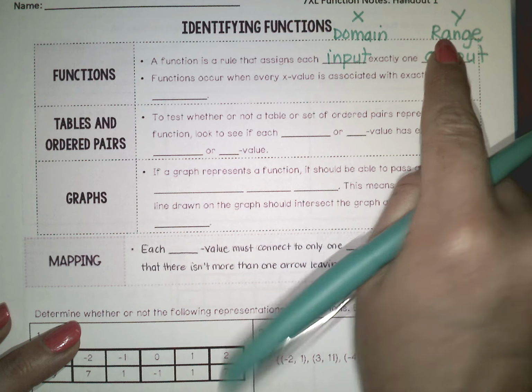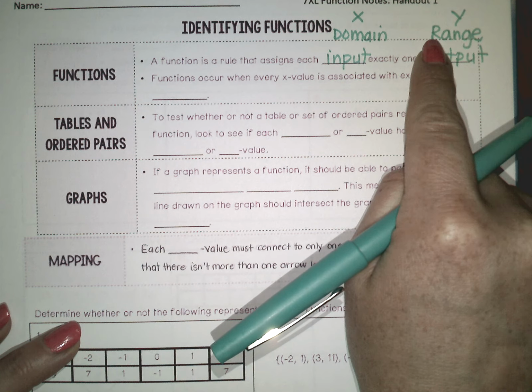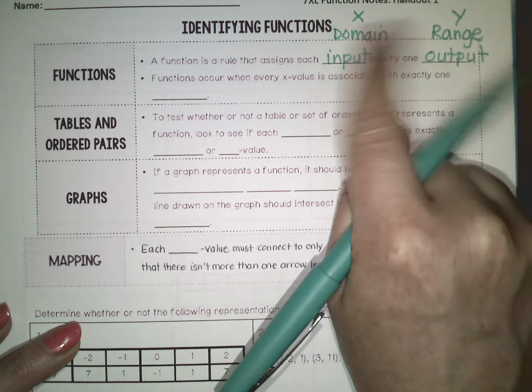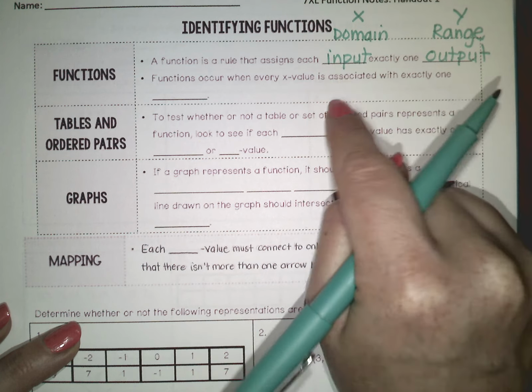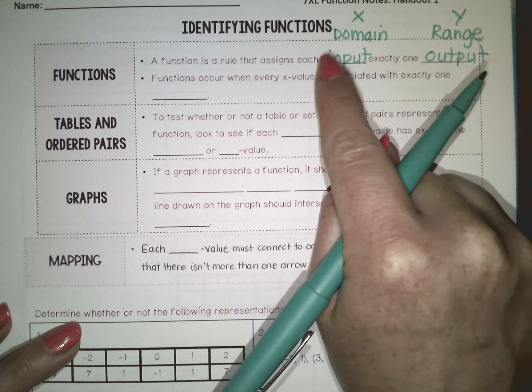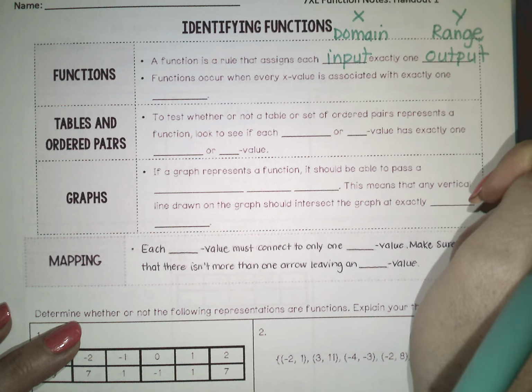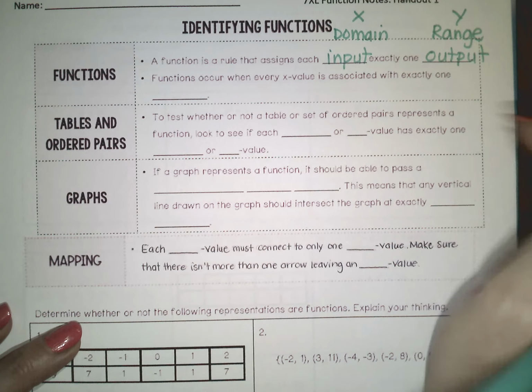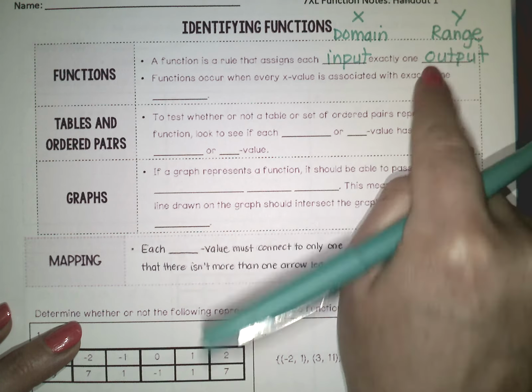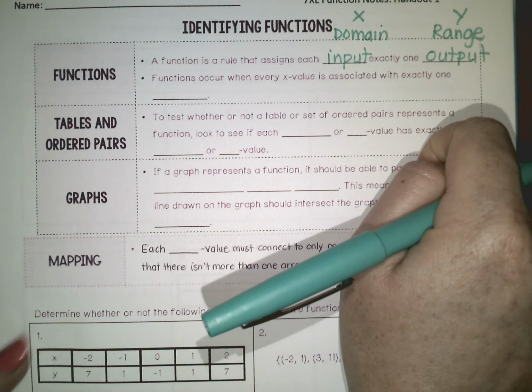I put these in alphabetical order. D comes before R in the alphabet, X comes before Y. So domain is with your X value. I comes before O, input goes with X, if that kind of helps you memorize those. O goes with Y. Output is your Y value, range is your Y value.